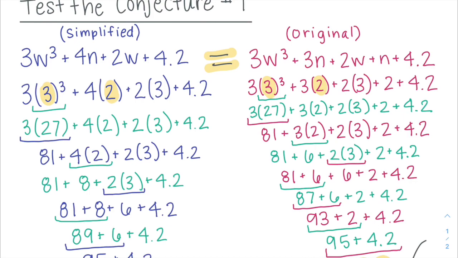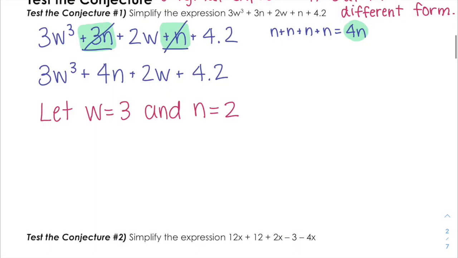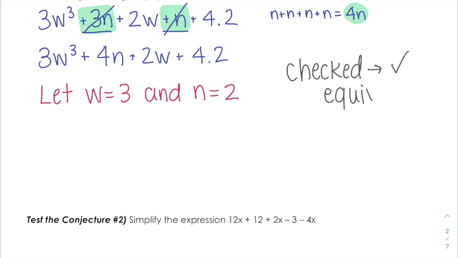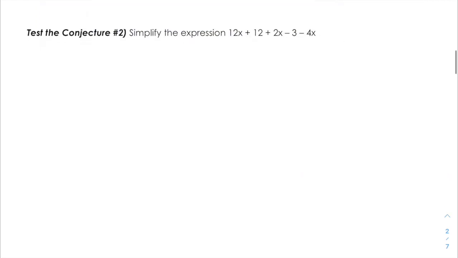So as of right now, our conjecture is true, but we need to go ahead and test it a second time just to be sure. So I'm going to hop back to the packet. We are going to say that these were equivalent. We checked them. They are equivalent. And now let's move on to test the conjecture number 2.